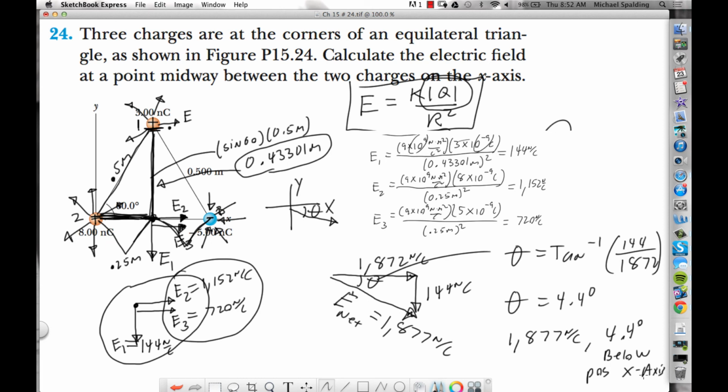Okay, any questions? Chapter 15 is time consuming. Very few of the problems are super quick where you're just like, oh, done. A lot of the problems are like this. So anyway.